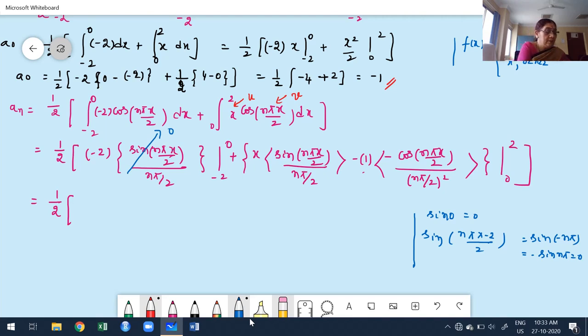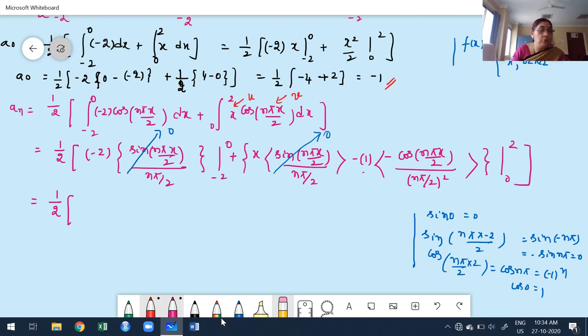In the next step, observe carefully. Here also the product of x into sine is there. Sine of n pi by 2, apply the upper limit. Sine n pi is 0, sine 0 is 0. The entire function must be 0. Now I have to verify cos of n pi by 2 into 2 cancel, cos n pi. You know what cos n pi is. Cos n pi value is minus 1 to the power of n, and cos 0 is 1. Now only we go for this term, minus into minus plus.